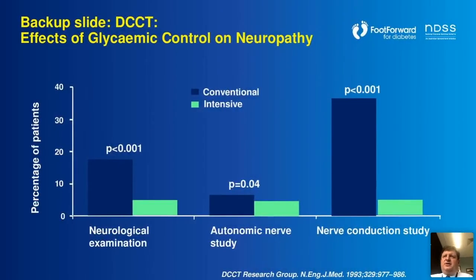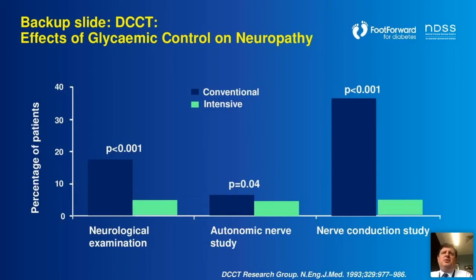So if we look at this next slide, this is a backup one from the Diabetes Control and Complications Trial. The intensively managed group had their HbA1c levels on average at about 7% for 6 years. The conventionally managed group, their HbA1cs were sitting at 9% for the same period of time. So this was a randomized control trial asking the question, does metabolic control matter?